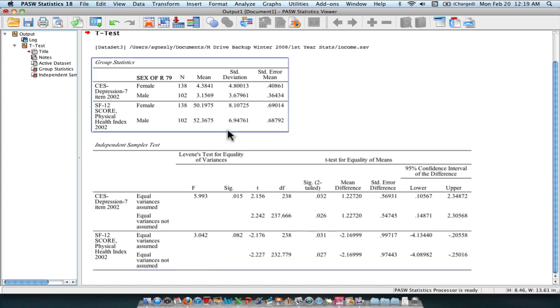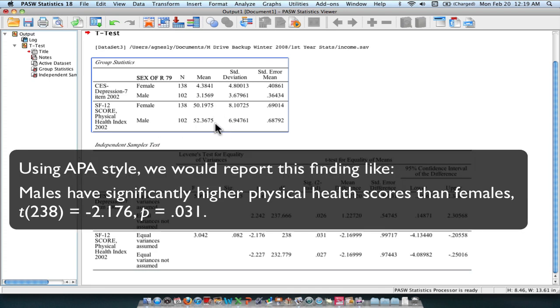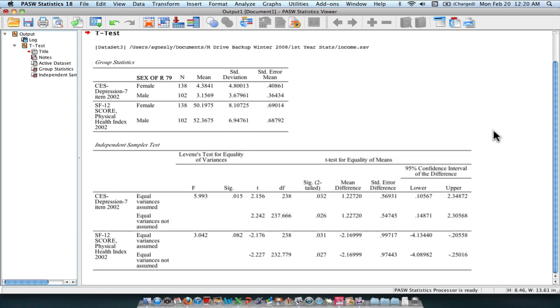How do I tell who's higher and lower? I go back to my group statistics, and I can see that males have a higher physical health score than females. And this is a statistically significant difference. What our t-test will also give us is our confidence interval, which was part of our options. This is a 95% confidence interval.